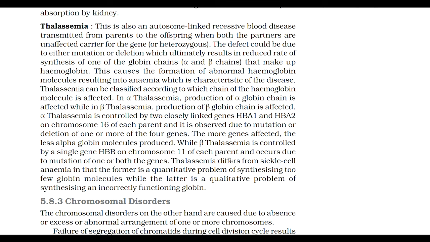Thalassemia differs from sickle cell anemia in that the former is a quantitative problem of synthesizing too few globin molecules, while the latter is a qualitative problem of synthesizing an incorrectly functioning globin. 5.8.3. Chromosomal disorders. The chromosomal disorders, on the other hand, are caused due to absence or excess or abnormal arrangement of one or more chromosomes.